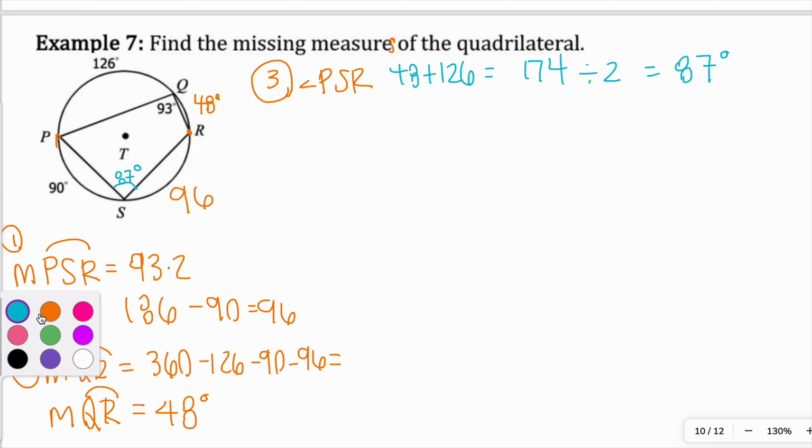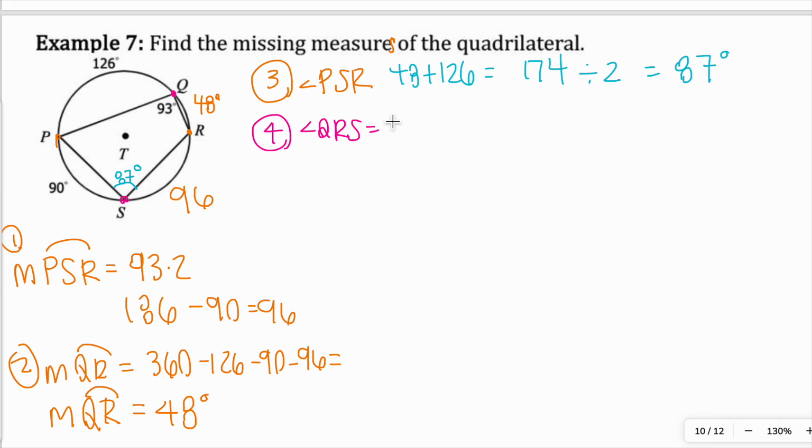Okay. Next, let's use hot pink. Let's do QRS. So angle QRS is encompassing 126 and 90. So angle QRS is 126 plus 90, which is 216, and then I'm just going to take that in half to give us 108 degrees for QRS.